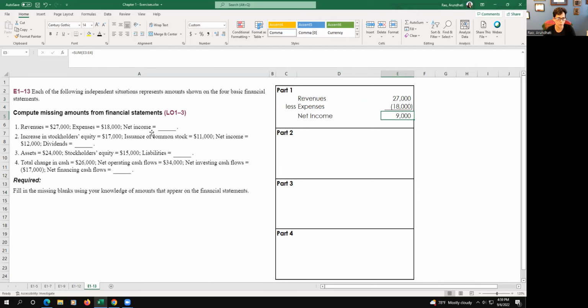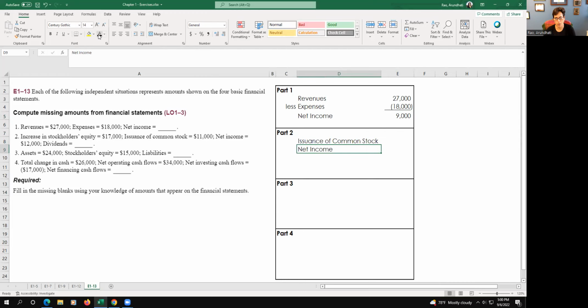Net income is 9,000. In the second part, they're looking at the stockholders' equity section. They've told us the stockholders' equity section increased by 17. So there was a beginning number, there's an ending number. They're saying that change is 17,000. So what's happened? They issued common stock of 11,000. They earned net income of 12, and they paid out dividends. The dividend number is not known. So this one is relatively easy. Let's take a look at what we do here.